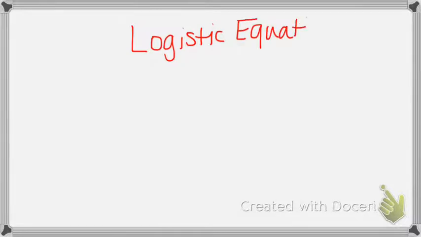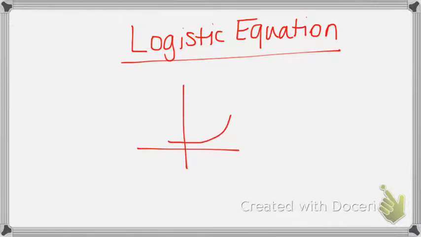Okay, this is called the logistic equation. If you graph a logistic equation, it kind of looks like this, where it starts off small, increases pretty fast here in the middle, and then sort of levels off here at the end, according to what's called the limit.